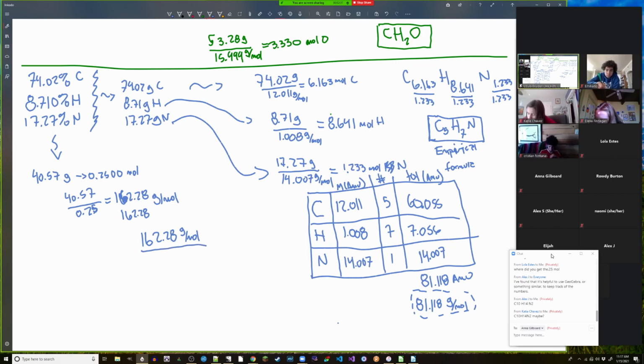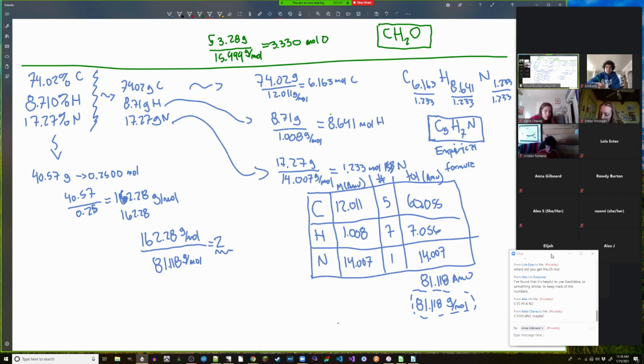So the given number of the actual molecule divided by our formula mass will give us a number. In this case, the units cancel out, so this is a unitless number, just a number floating free. 162.28 divided by our 81 gives us 2.00054. It's 2.